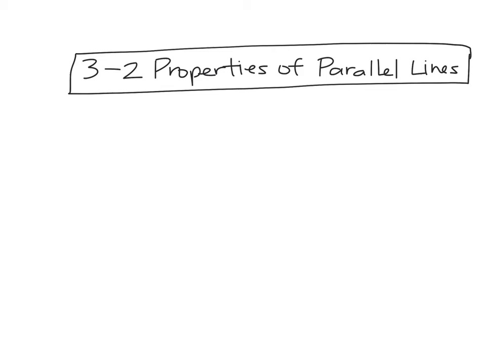All right, here it is. We are talking properties of parallel lines. We talked about 4 different types of angles yesterday, right? We talked about what? What were the 4?